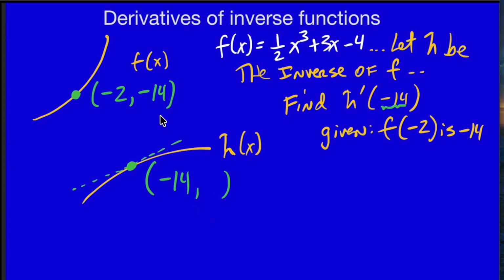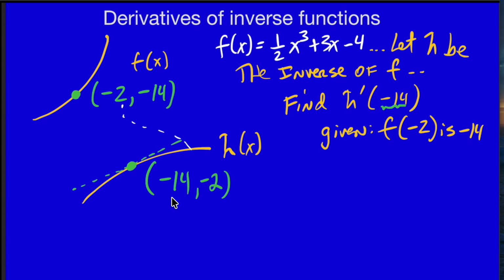Okay, so right away we recognize that these are sister points. If the output on the f function is negative 14, then the input on its inverse function, namely h, is negative 14. Therefore, we can go ahead and insert negative 2 here. In other words, when you have inverse functions, folks, recall that the x and y values swap.